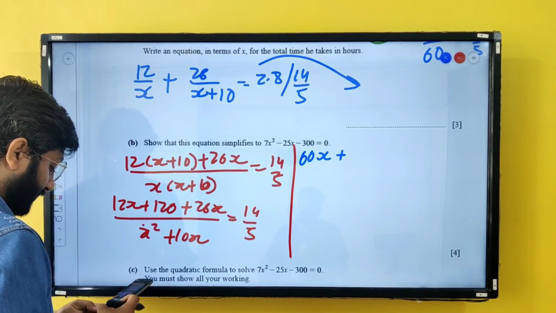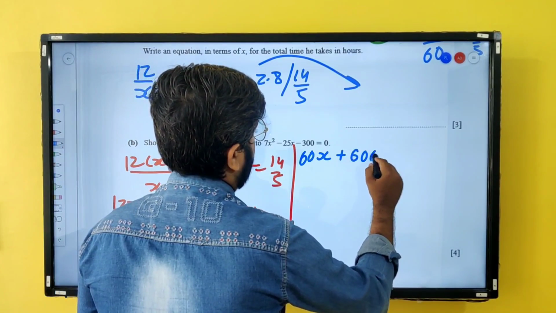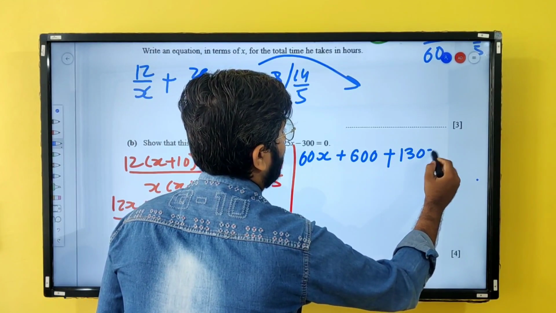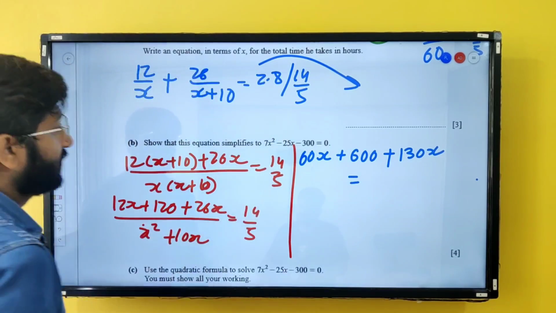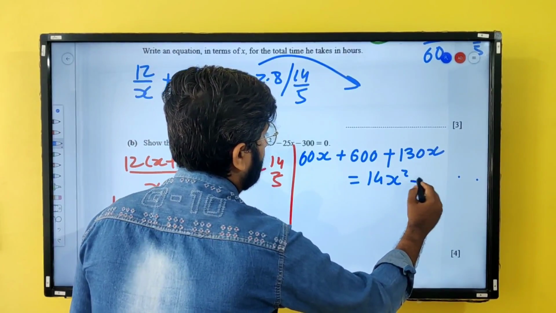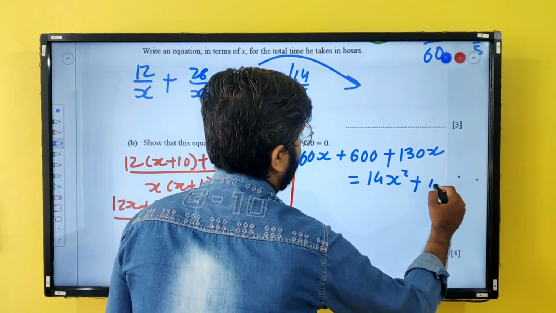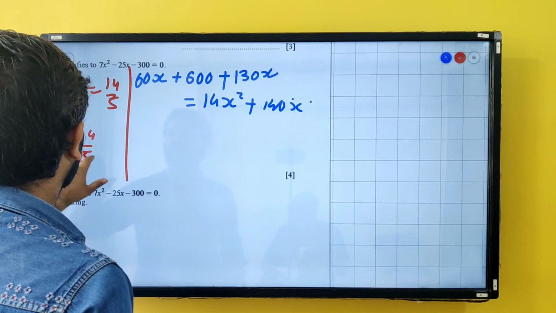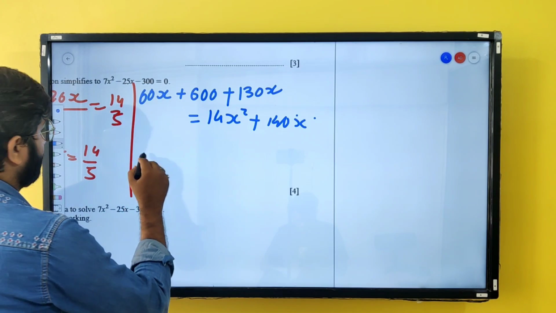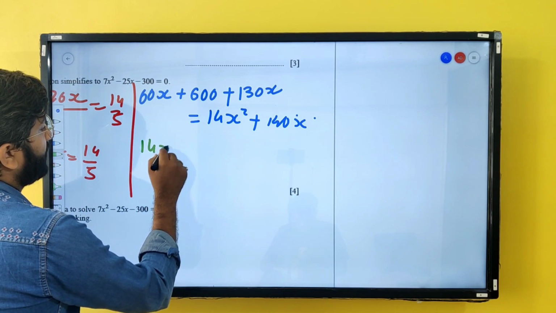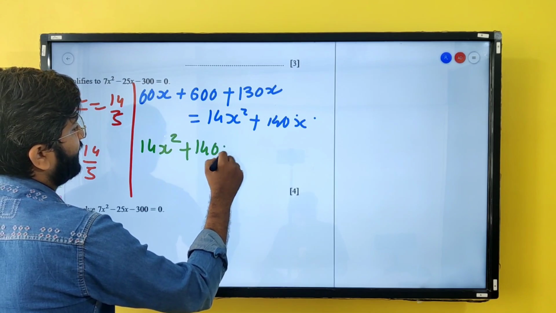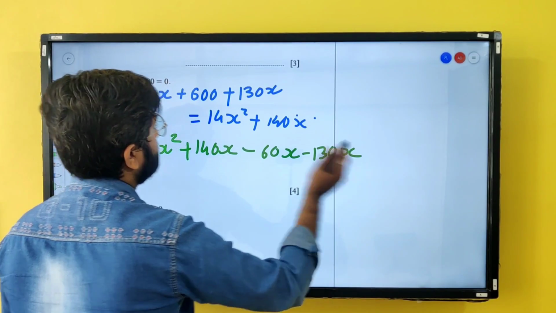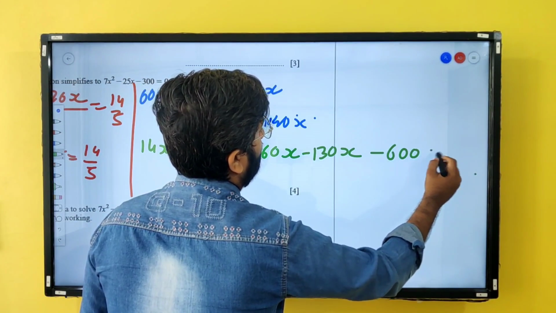I think this should be 600. Yes, 600 plus 26 into 5, this should be 130x, equals 14x square plus 140x. Now bringing everything to the right hand side, we have 14x square plus 140x minus 60x minus 130x minus 600 equals 0.